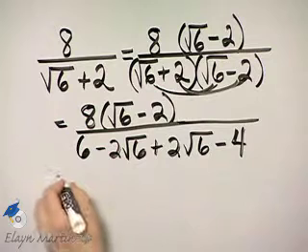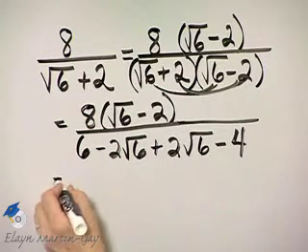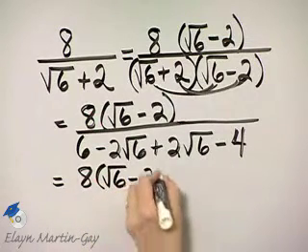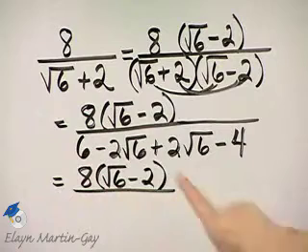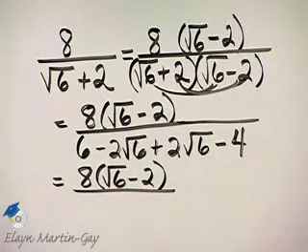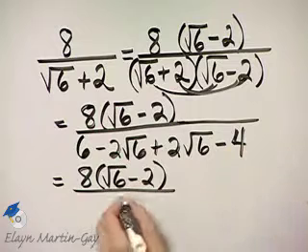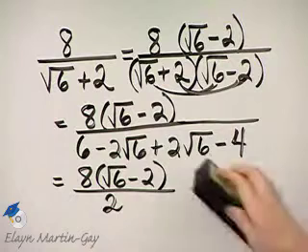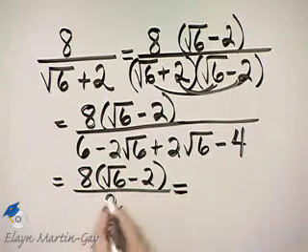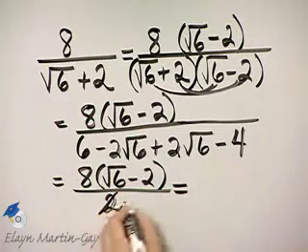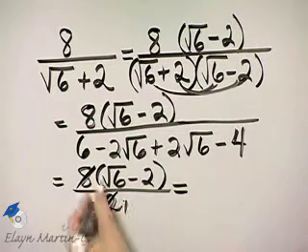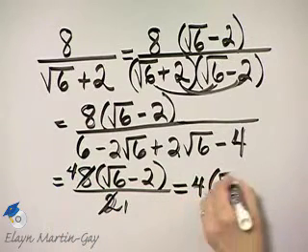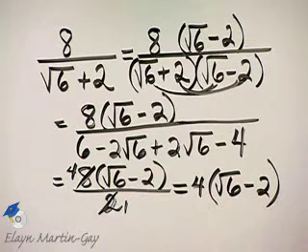Let's simplify again in the denominator. So I have in the numerator 8 times square root of 6 minus 2. What do I have in the denominator? Notice these two like radicals subtract out, and I have 6 minus 4. 6 minus 4 is 2. Now notice we can simplify because 2 and 8 have a common factor of 2. I'll go ahead and say 2 divided by 2 is 1, 8 divided by 2 is 4, and I'll have 4 times square root of 6 minus 2.